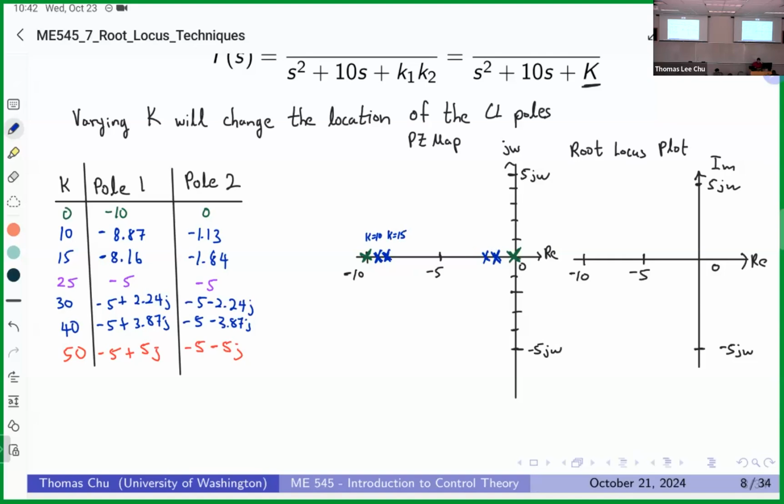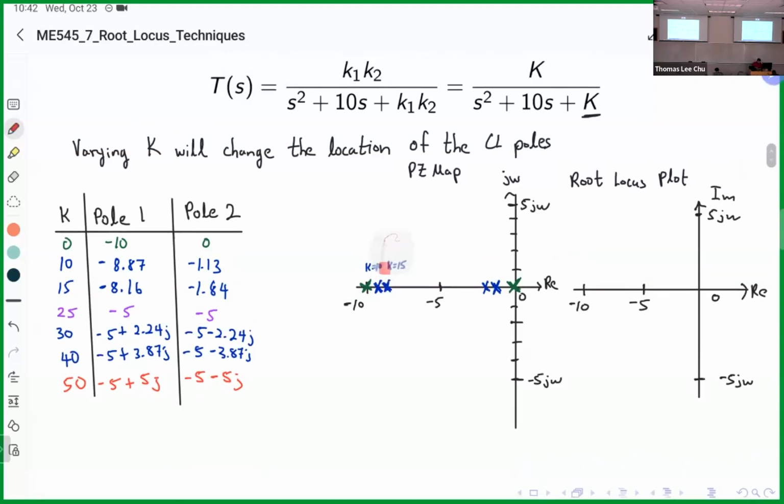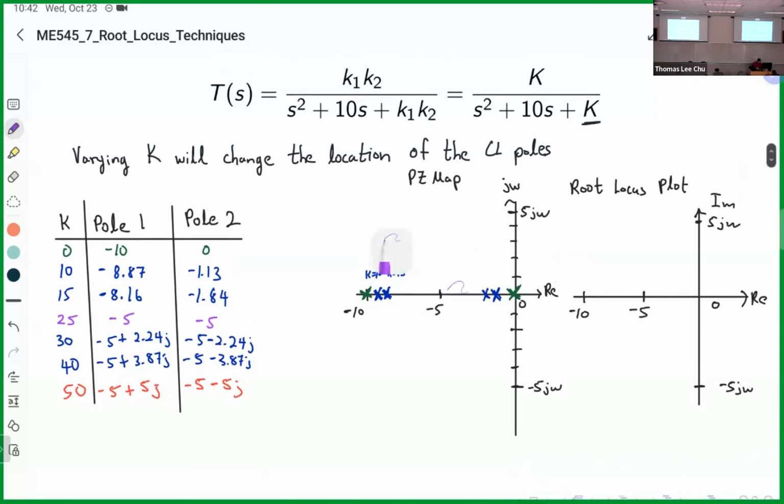And then when we go to 25, when we have two repeated real poles, I'm just going to overlap them right here. This is k is equal to 25. So what we're seeing is as I'm increasing k, these two real poles get closer and closer on the real axis. And then when I increase k past 25, it actually branches off into the imaginary plane. So now it branches up and down.